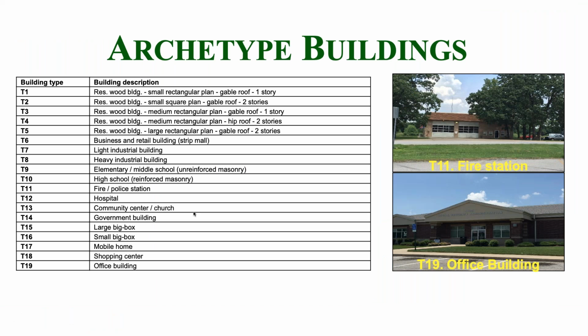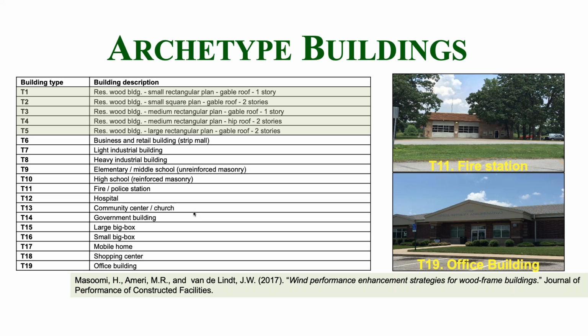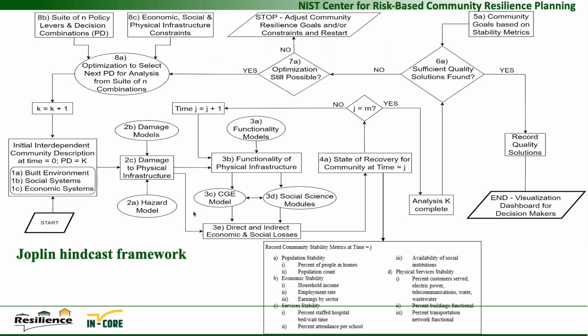So to do this, you need your archetypes to be able to assign to the community, and that's coming back to that community model I mentioned. There weren't a lot of tornado fragilities out there, really none at the time some of this started. There were a few that had been developed back at the beginning of this work, and eventually a suite of 19 were developed.